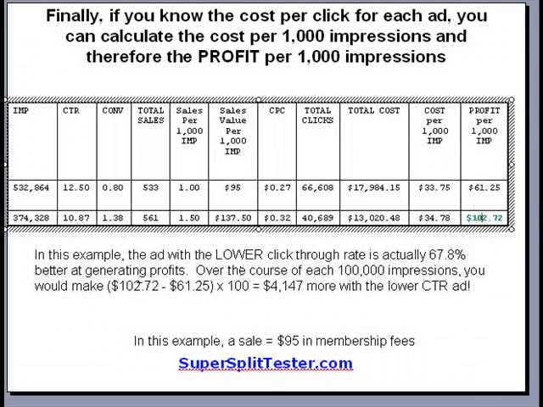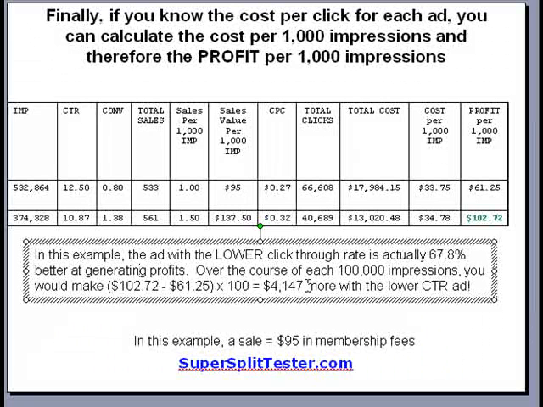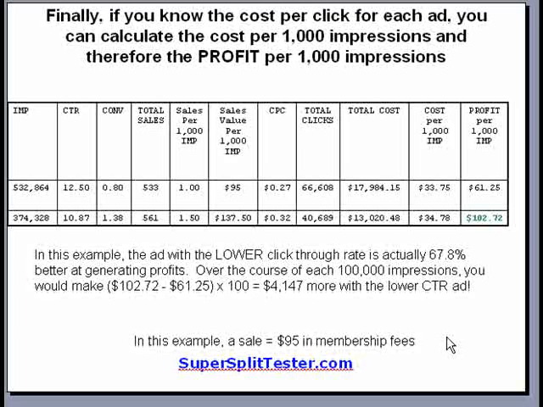And if we think about what's going to happen over the next 100,000 impressions, that means there's over $4,000 more to be made from the ad with the lower click-through rate. So by doing some of the math behind the scenes, you can calculate exactly what each ad is going to be worth to you.